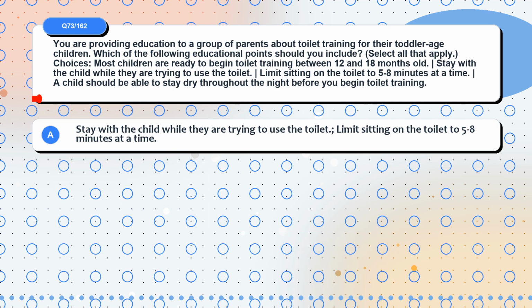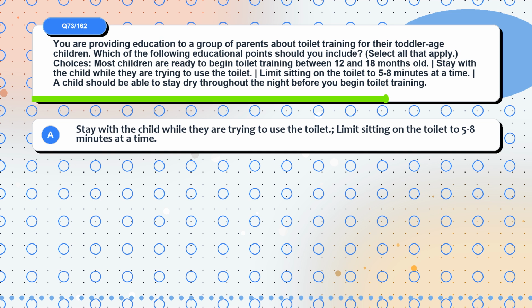Question 73. You're providing education to a group of parents about toilet training for their toddler-aged children. Which of the following educational points should you include? Select all that apply. Choices. Most children are ready to begin toilet training between 12 and 18 months old. Stay with the child while they are trying to use the toilet. Limit sitting on the toilet to 5-8 minutes at a time. A child should be able to stay dry throughout the night before you begin toilet training.